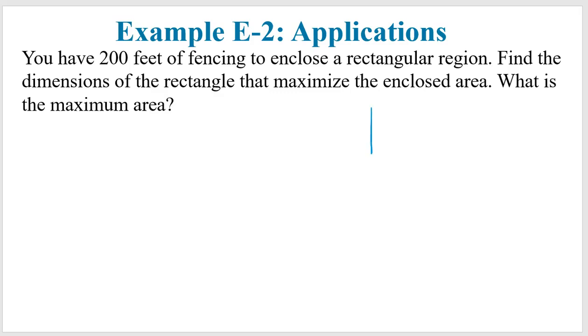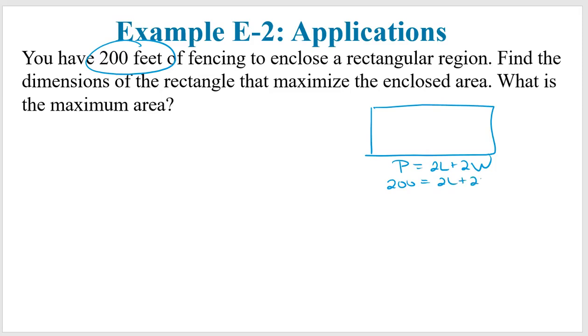All right, so we're going to approach this one the same way. We are starting with a rectangular region. Our perimeter this time is 200 feet. So 200 equals 2L plus 2W. Again, I can simplify that.